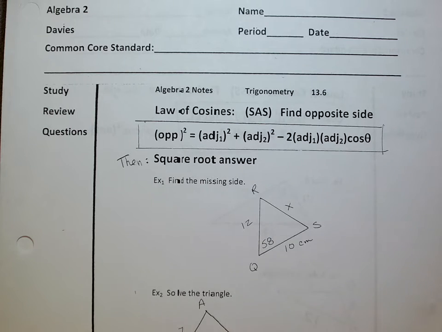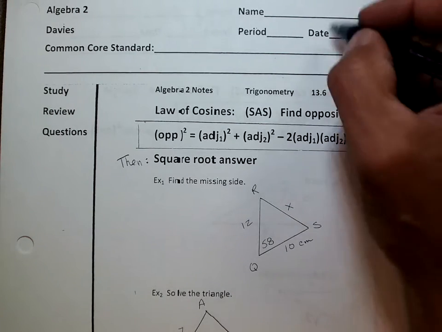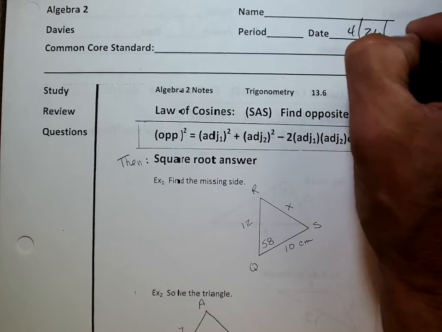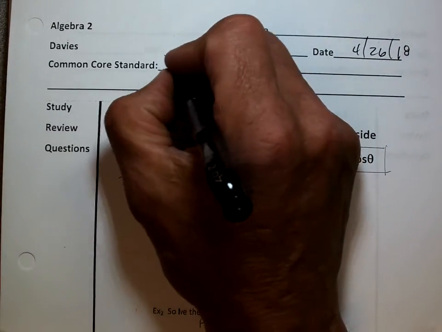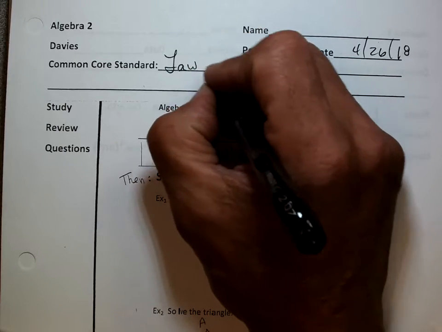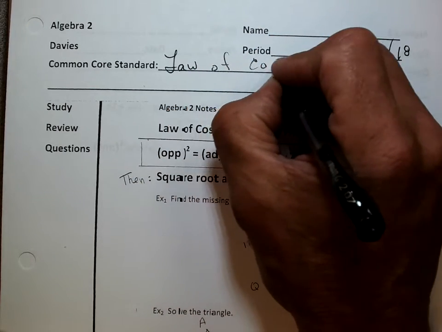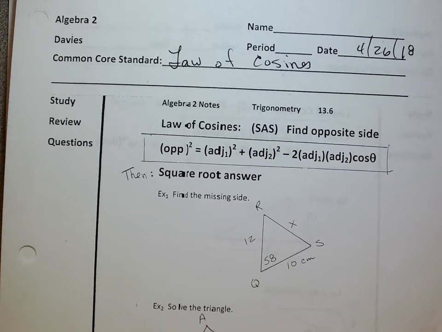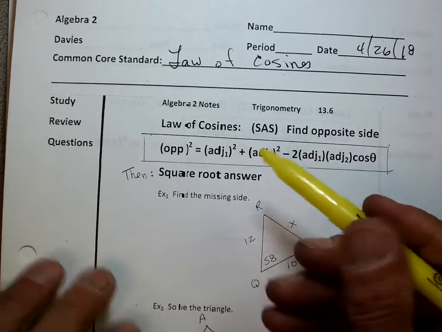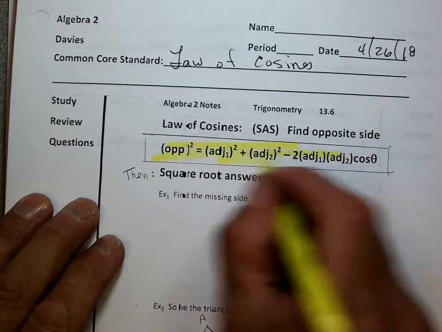Live. So today's date is 4/26/18. The Common Core Standard really is going to be the Law of Cosines. In our reading we saw the formula, so I was kind enough to write it down for you. Look at that. How nice of me to type it up for you.